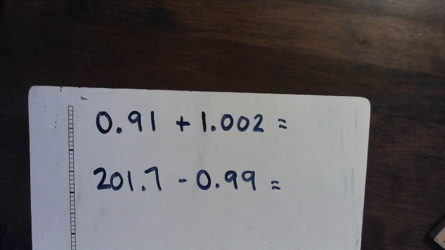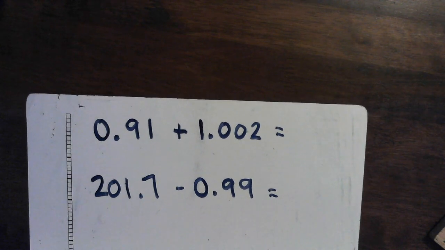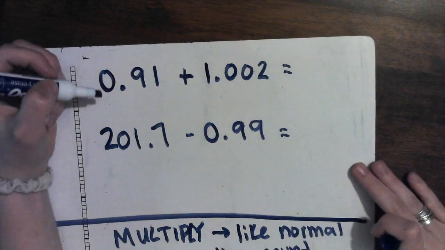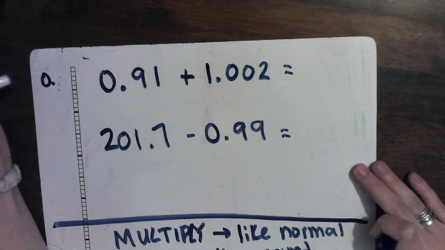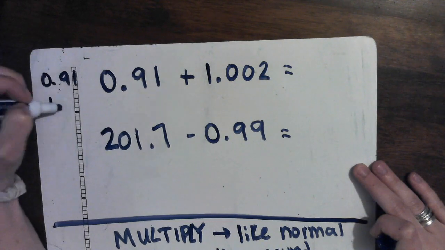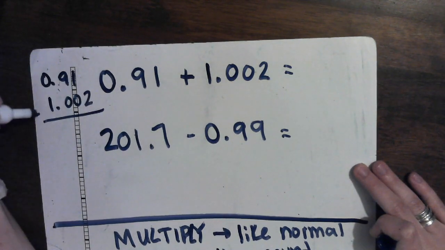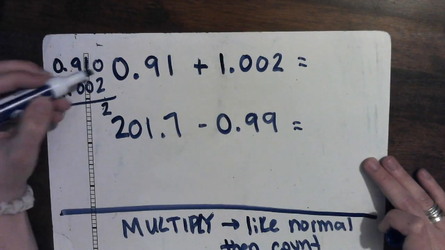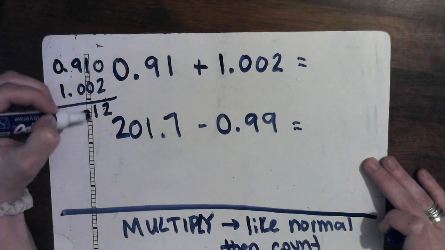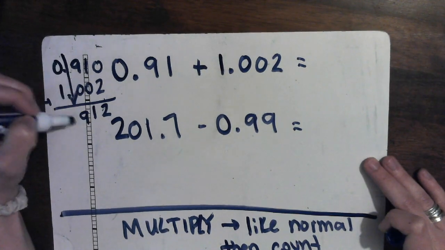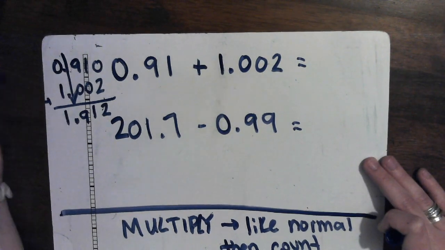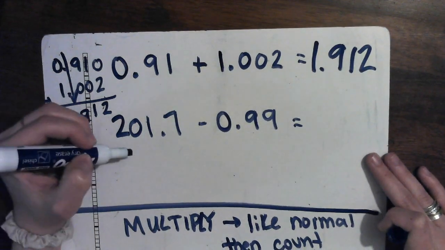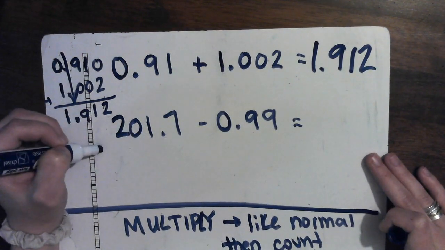You can copy these down and try them. Pause the video, copy them down, try them. Go. Pause. Okay, so when we add these, it's much easier to add them vertically. I lined up my place values and I put in some place value holders. 2 plus 0 is 2. 1 plus 0 is 1. 9 plus 0 is 9. I bring down my decimal in the same spot. 0 plus 1 is 1. So 1.912.